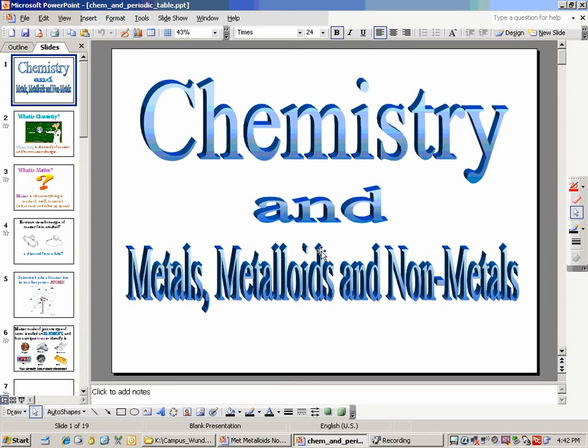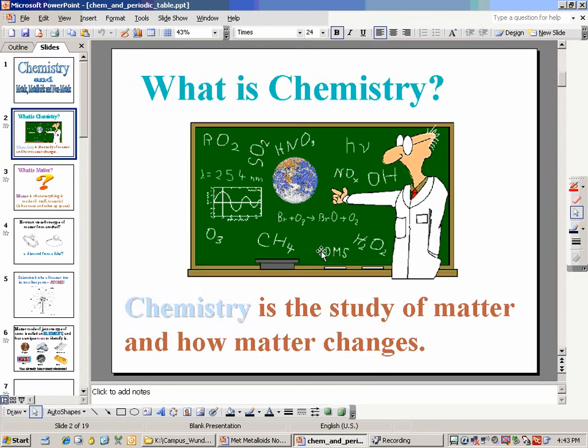You're going to know if you have an element that's on the left-hand side of your periodic table, those things are going to be good conductors of heat and electricity. If it's on the right-hand side of the periodic table, it's going to be a poor conductor of heat and electricity. So based on its placement, you can see a lot of stuff.